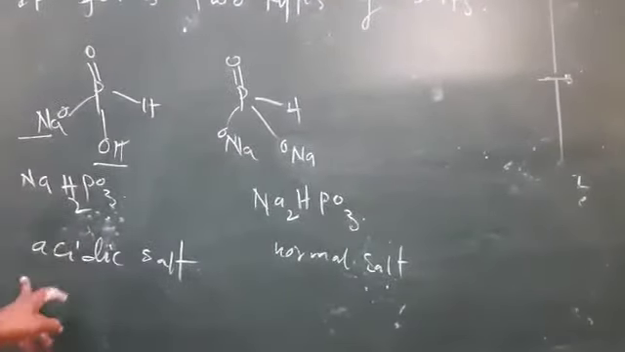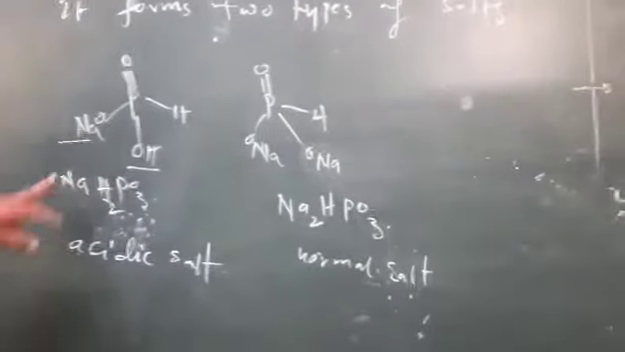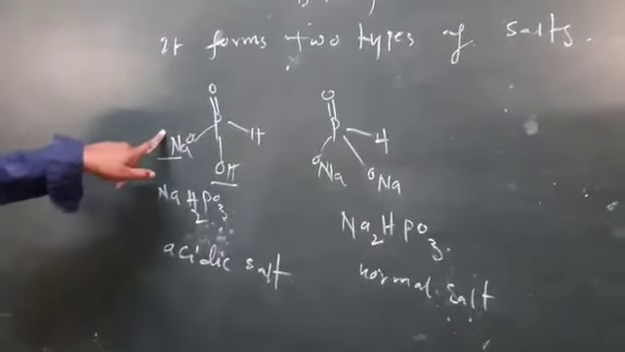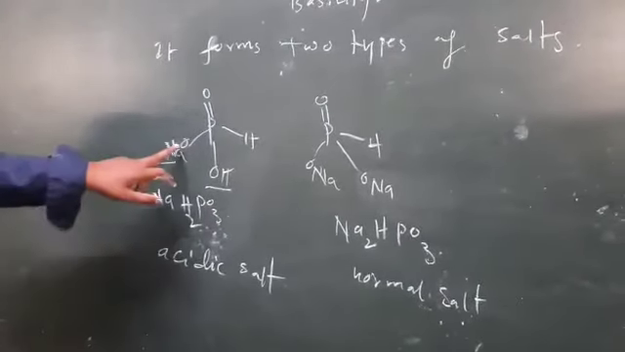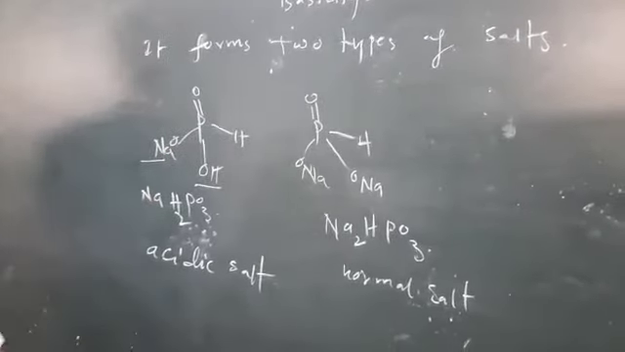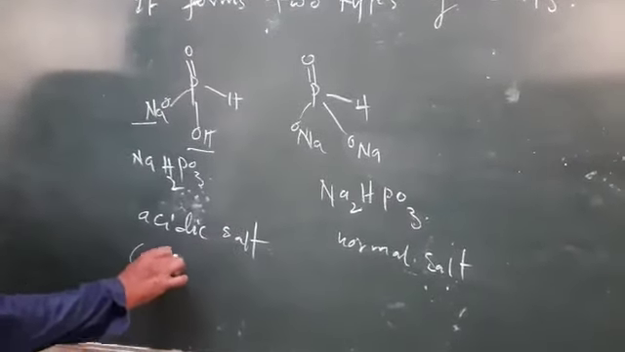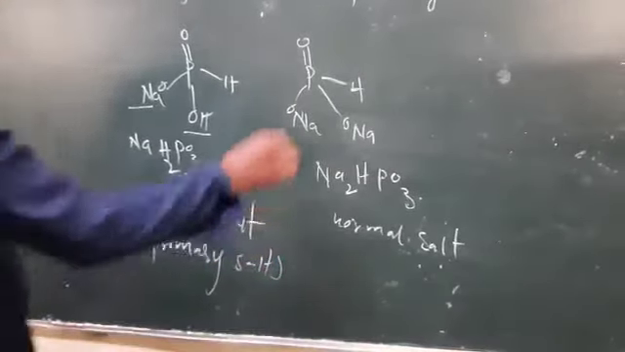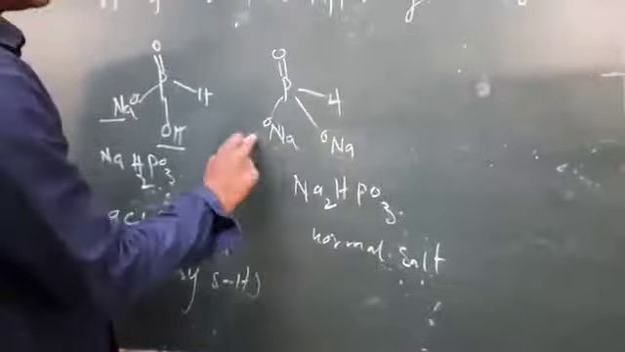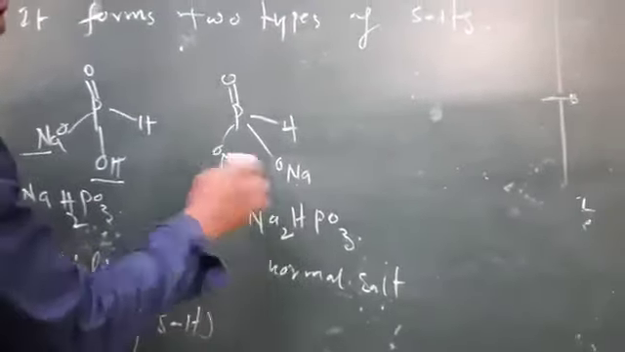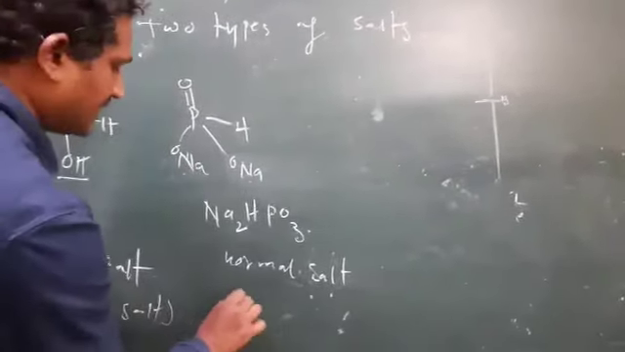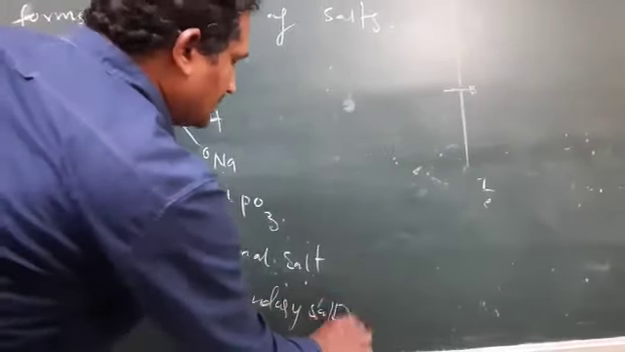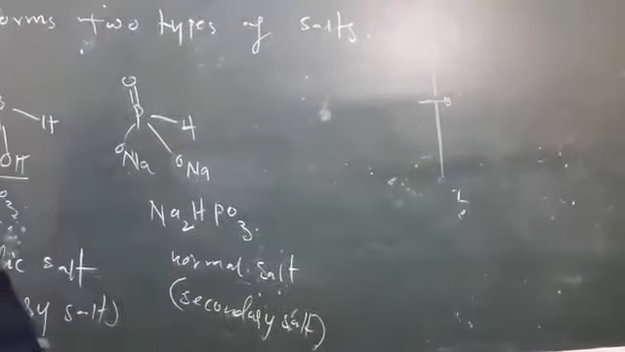So one is an acidic salt, one is a normal salt. This acidic salt has only one Na present, so only one metal is displaced. This is also called primary salt. There are two Nas, that means two minus charges we can write. If you remove two Nas, two minus charges. So this is a secondary salt. This is also called secondary salt.